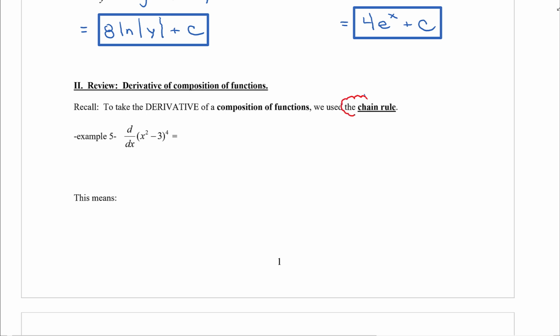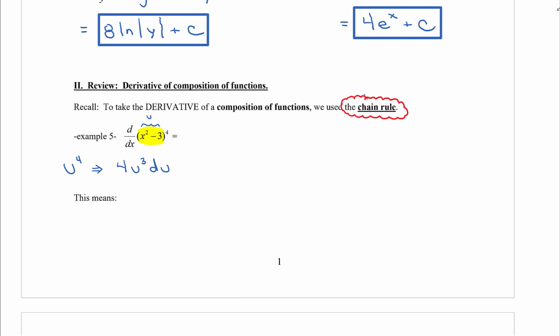I need to know how to identify my inner function and my outer function. In this case, the inner function is going to be the x squared minus 3, which I'm going to highlight in yellow. I'm going to also go ahead and refer to this as a u. So this is going to now be u to the 4th. If I were to take the derivative of u to the 4th, that would give me 4u raised to the 3rd power, du. And I'm going to draw a little brace above the x squared minus 3 with a u above it to show that I've basically substituted u for that.